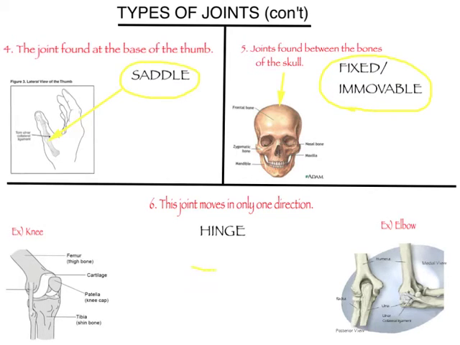The sixth and final type of joint that we're going to talk about is called a hinge joint. This type of joint is very similar to a door hinge, in which there's movement in only one direction, basically opening and closing of the joint. So two good examples of this are the knee and the elbow, where basically that joint just opens and closes and there's no rotation. Okay, and those are examples of hinge joints.